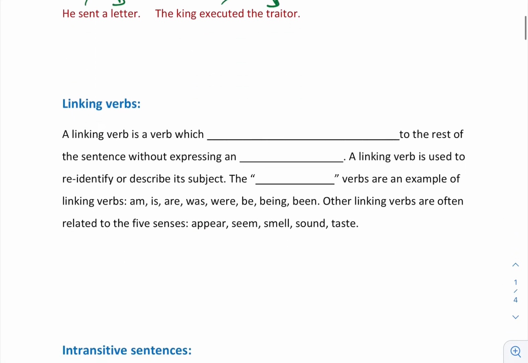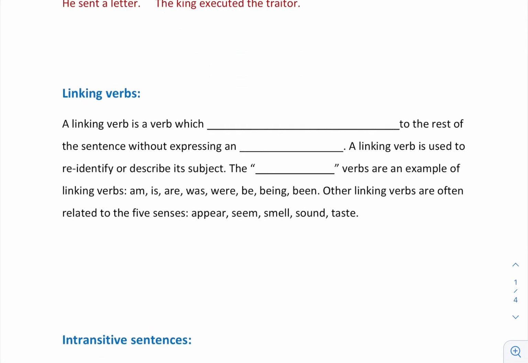Now, let's talk about linking verbs. A linking verb is a verb which connects a subject, and you know the subject in Latin is the nominative, so the subject of the sentence, to the rest of the sentence without expressing an action. And a linking verb is used to re-identify or describe the subject. So, as I said before, the to-be verbs are an example of linking verbs: am, is, are, was, were, be, being, been. And other linking verbs are often related to the five senses: appear, seem, smell, sound, taste.